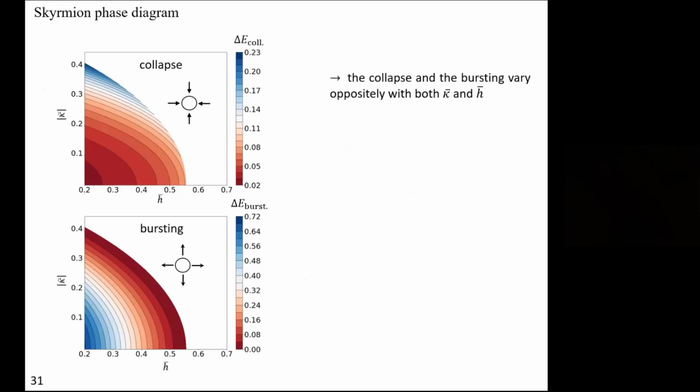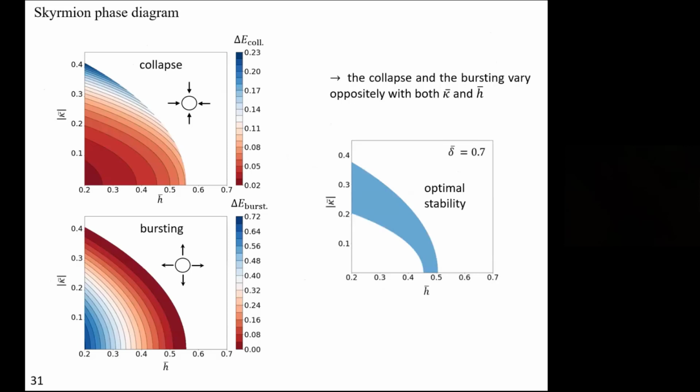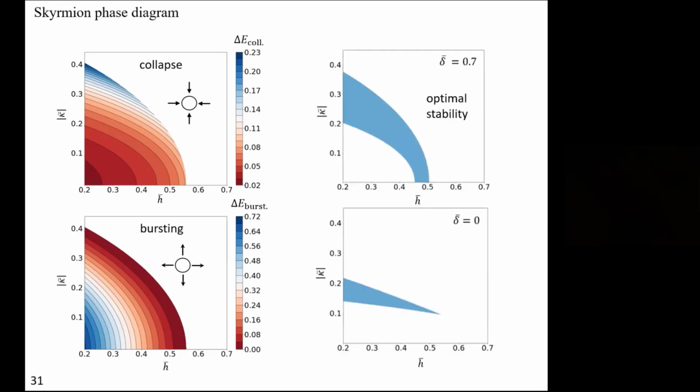So this is a representation of the energy barrier for the collapse and the bursting. And you see that they vary oppositely. So as a consequence, the optimal stability to have both barriers larger than a certain value is happening at intermediate value. And this is going all the way down to kappa equals 0, which means that the parallel field can be used to stabilize this skyrmion. And this wasn't the case before in model and system where the dipolar interaction is cancelled by the thickness being 0. You don't have solution for low kappa, so you can't use this to stabilize skyrmion.